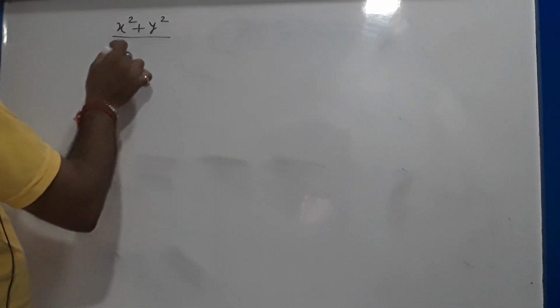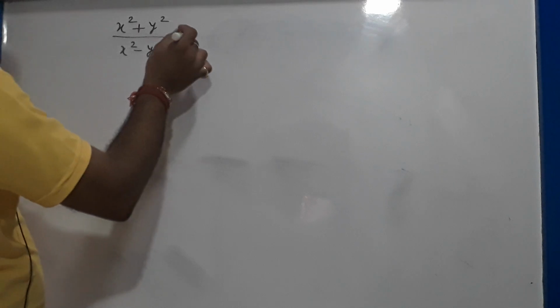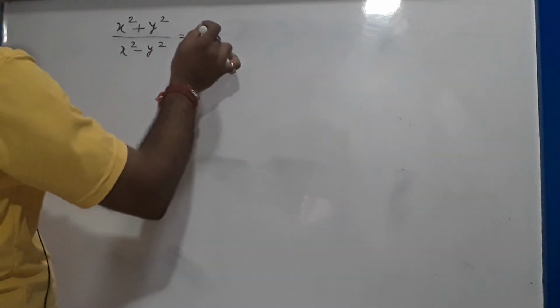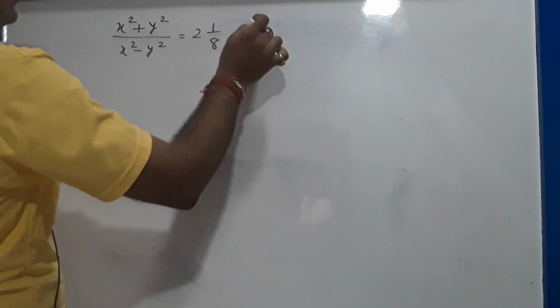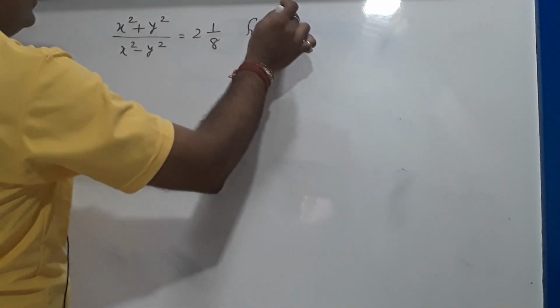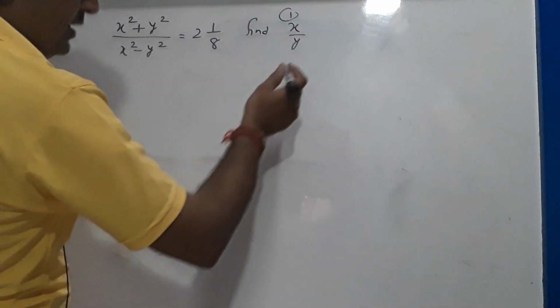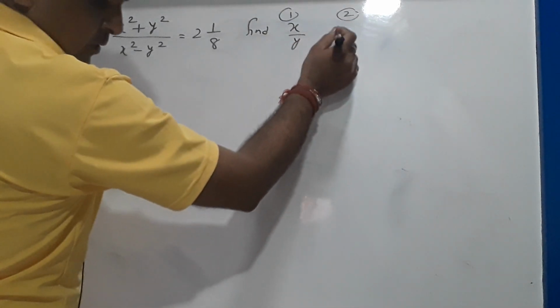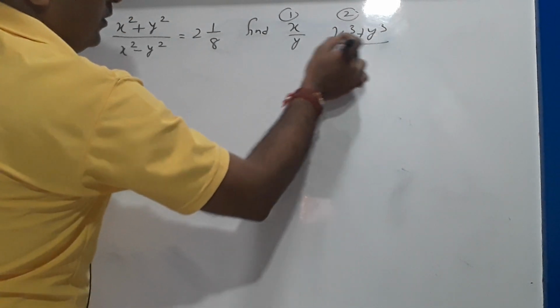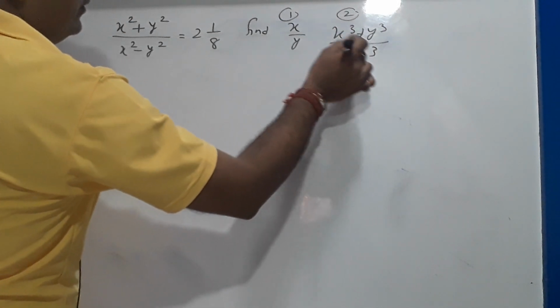You are given (x square plus y square) upon (x square minus y square) is equal to 2 1/8. Find x upon y. And then find the second part, x cube plus y cube upon x cube minus y cube. Find these two parts. Correct?